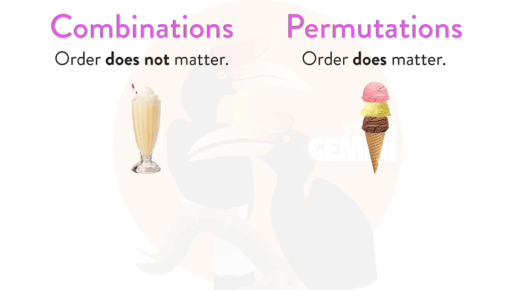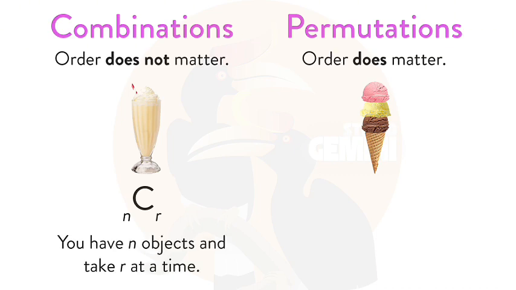Combinations are written with a big C. On the left side of the C, there is a number n that tells how many total options we have to pick from. On the right side, a number r tells us how many to choose. If you have n objects and take them r at a time, nCr is the number of combinations.